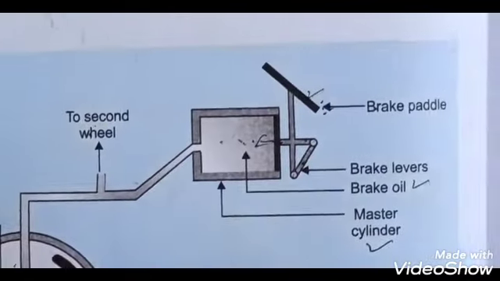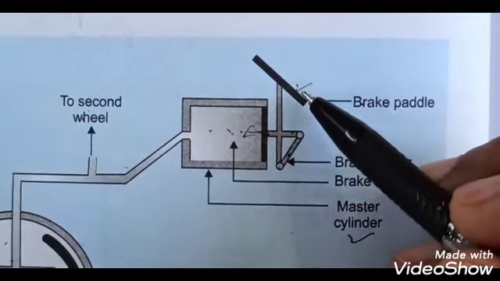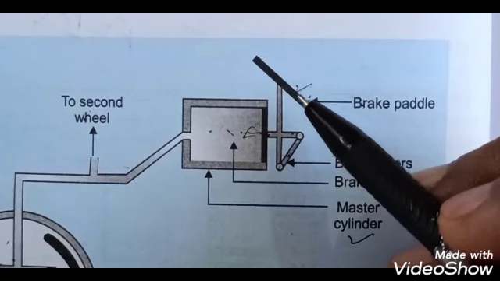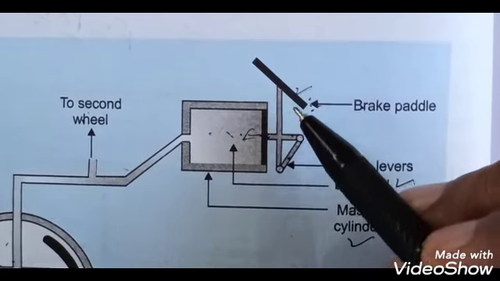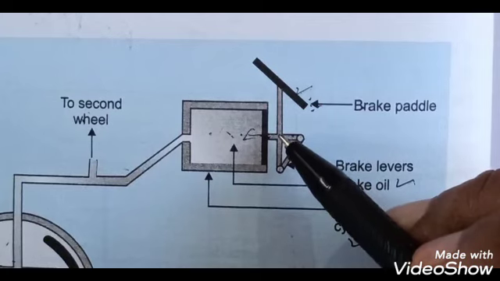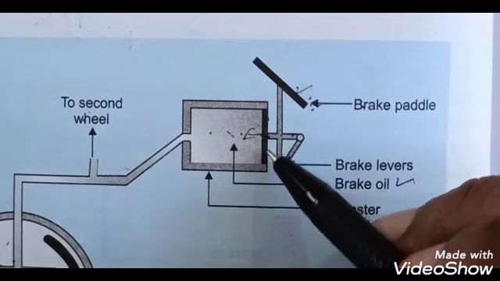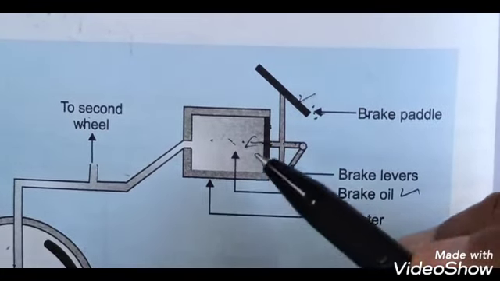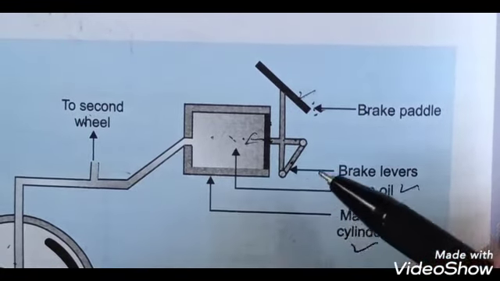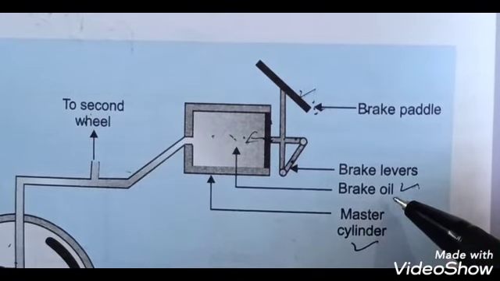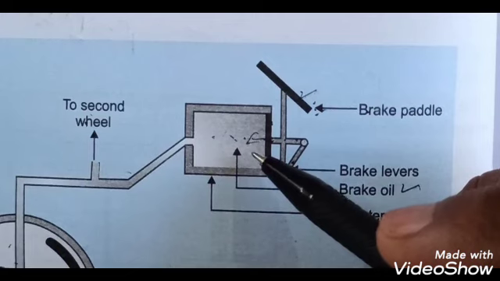See, these are brake pedals on which a driver puts the foot and presses it down. Force applied by the driver on the brake pedal is multiplied by these levers, and that force acts on this piston. This is the piston of the master cylinder. This is a master cylinder, and in this master cylinder, brake oil, thick oil, is filled.